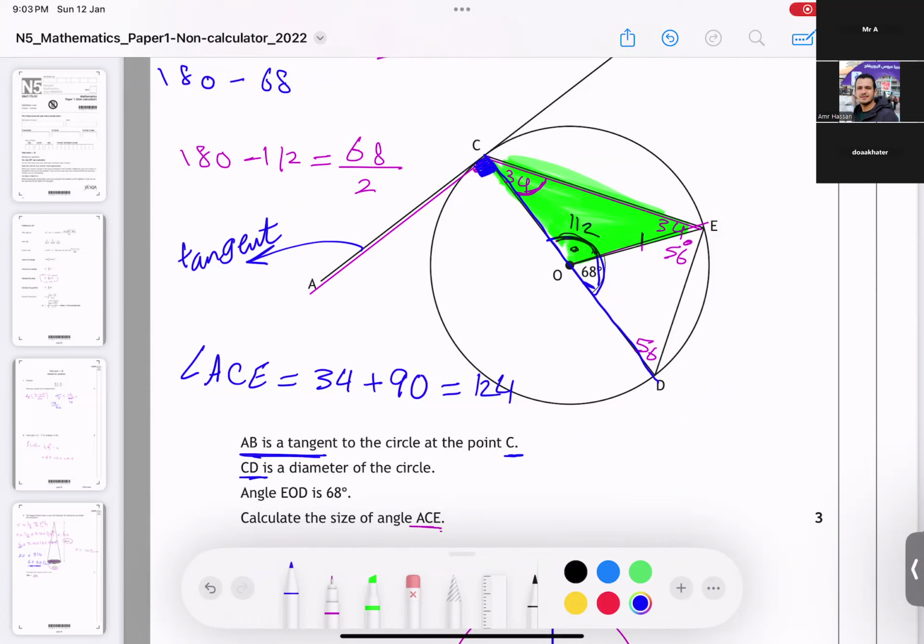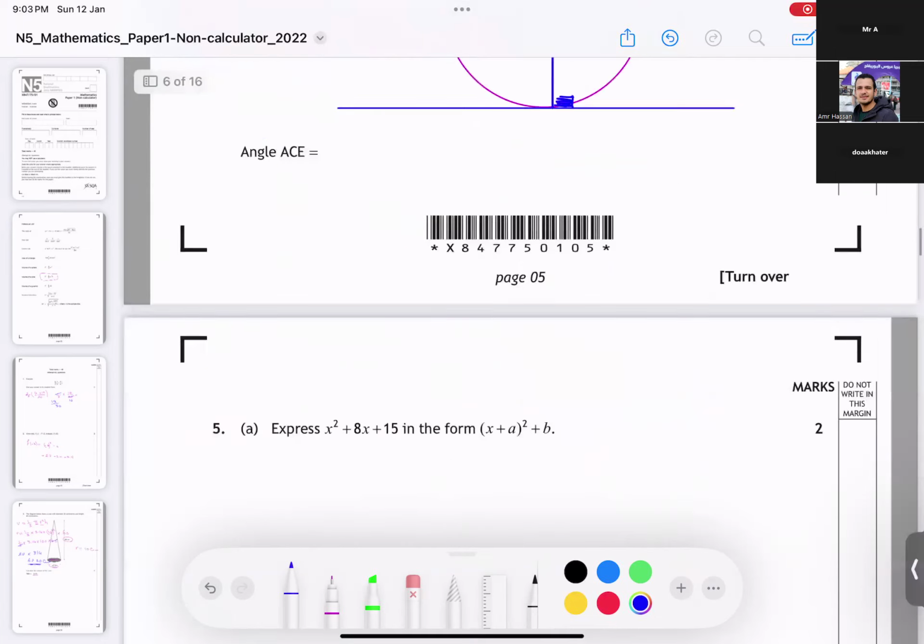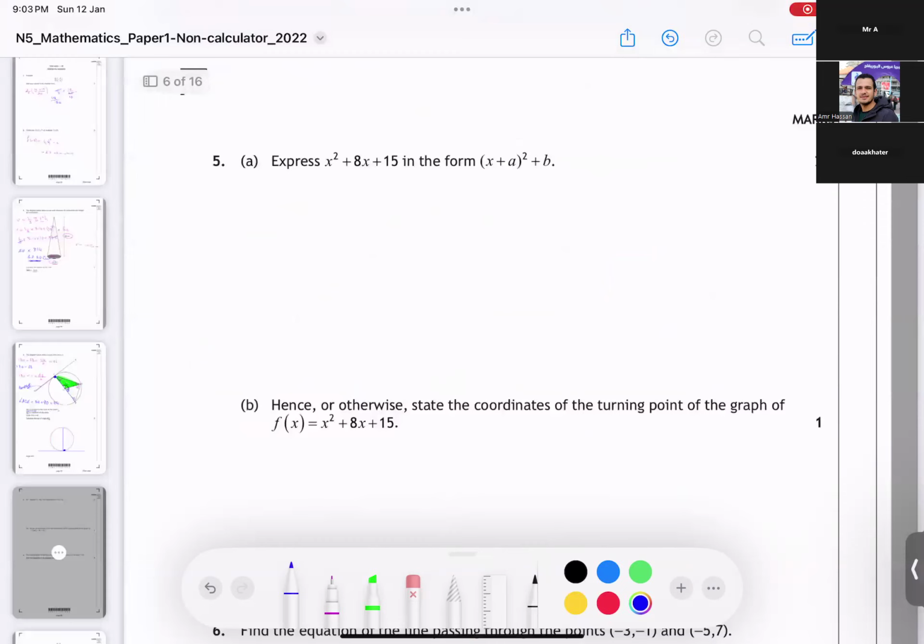Okay. Can you remember this one? Difference of squares. No, complete the square. I have a couple of ways to do it. I have a way. Yeah, so tell me, how can I do it?